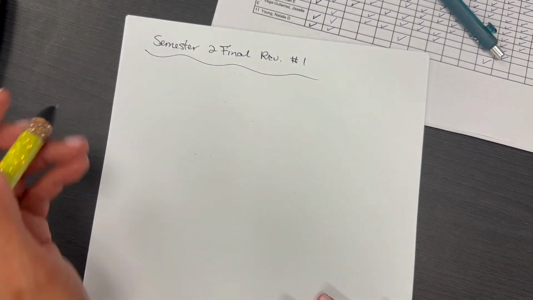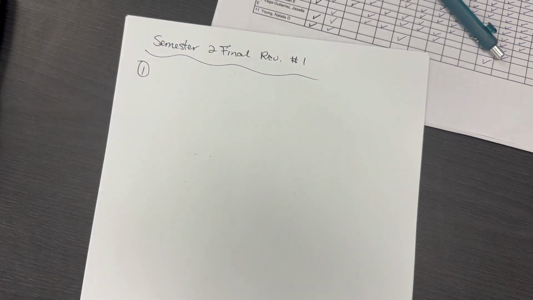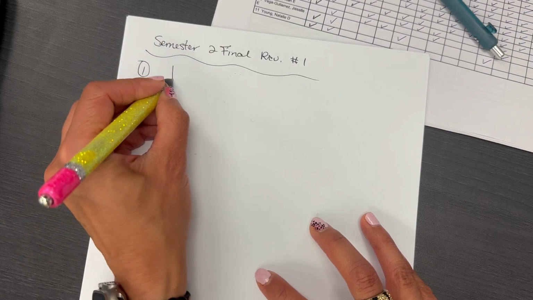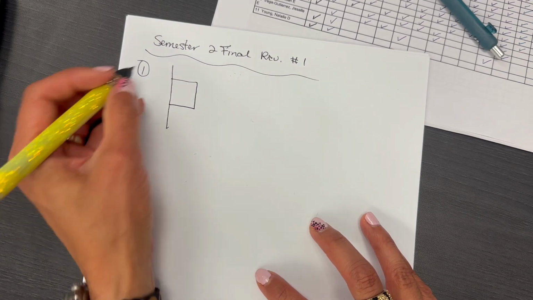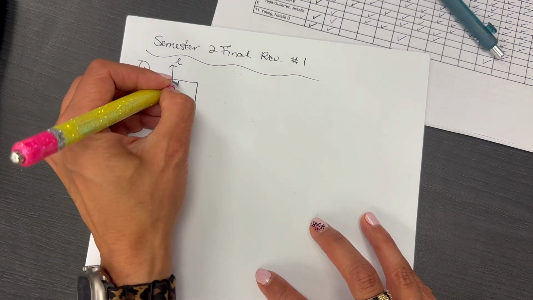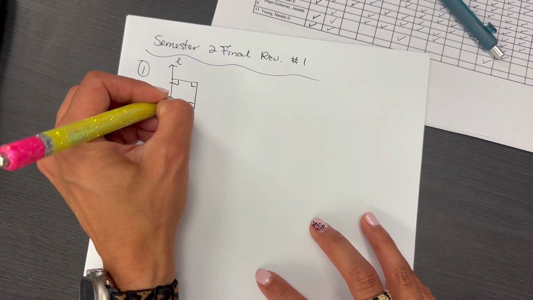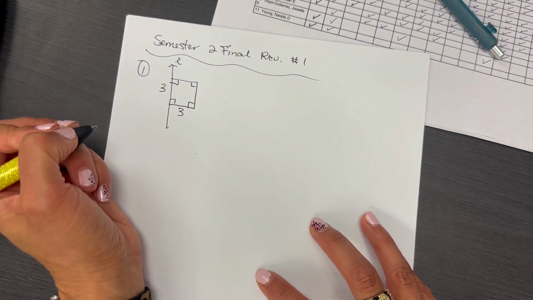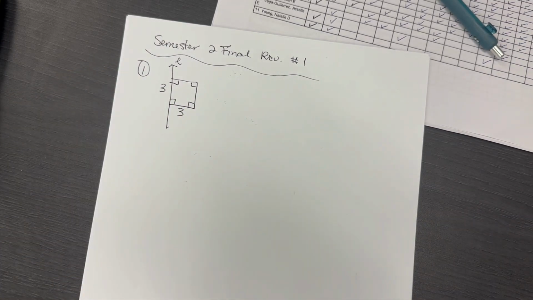All right, so our first question on the Chromebook says, consider the figure given below. If the square is rotated about line L, the solid object formed is a, well, you should draw a picture. So you have a square attached to a line L, and this is a square. That means all the sides are the same, all the angles are 90-degree angles, and all the sides are 3. It's being rotated around line L.